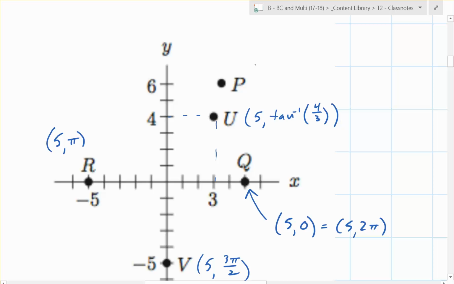What about P? Who wants to tell me what the polar coordinate is for P? It's not exact. It's about 57.5, whatever, right? Do tan inverse 4 over 3 and you'll see it's not exact. So yes, it's about 60, but we need to be exact here.